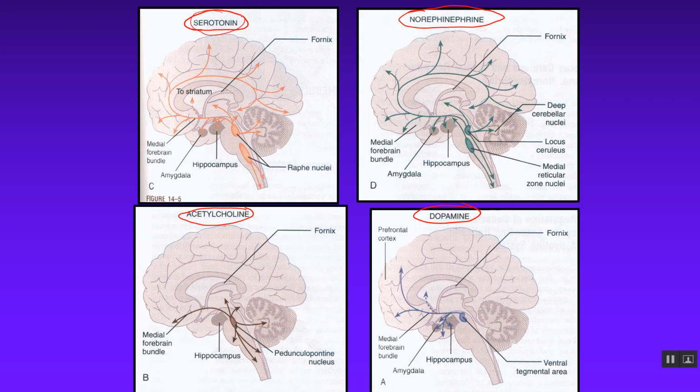So here's the serotonin, and all I want you to notice here is that there are certain locations, and it happens that a lot of them are in your brainstem, right in the center of your brainstem, called the tegmentum of your brainstem.